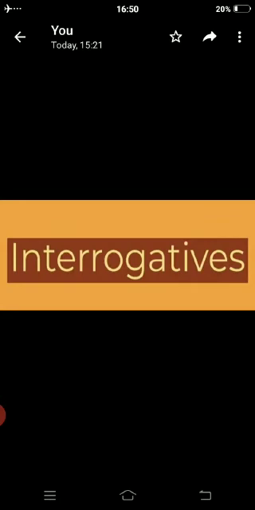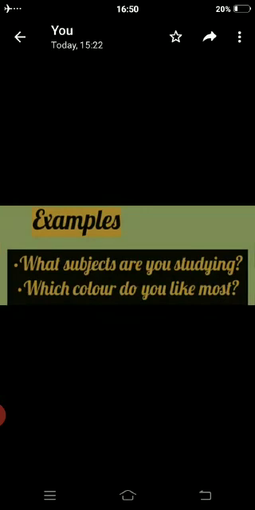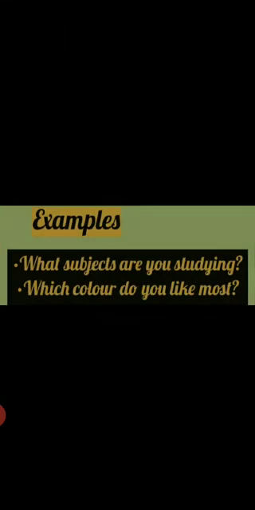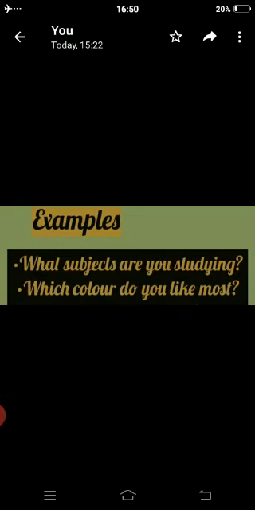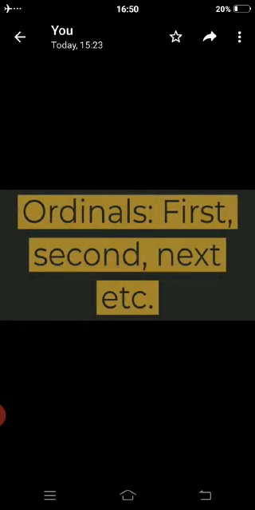The next set of determiners is interrogatives, right? So interrogative determiners are used for asking questions only. Examples: what subject are you studying? Number one. Which color do you like most? Right? And the next kind of determiners is numeral, which is divided into two parts, ordinal and cardinal.